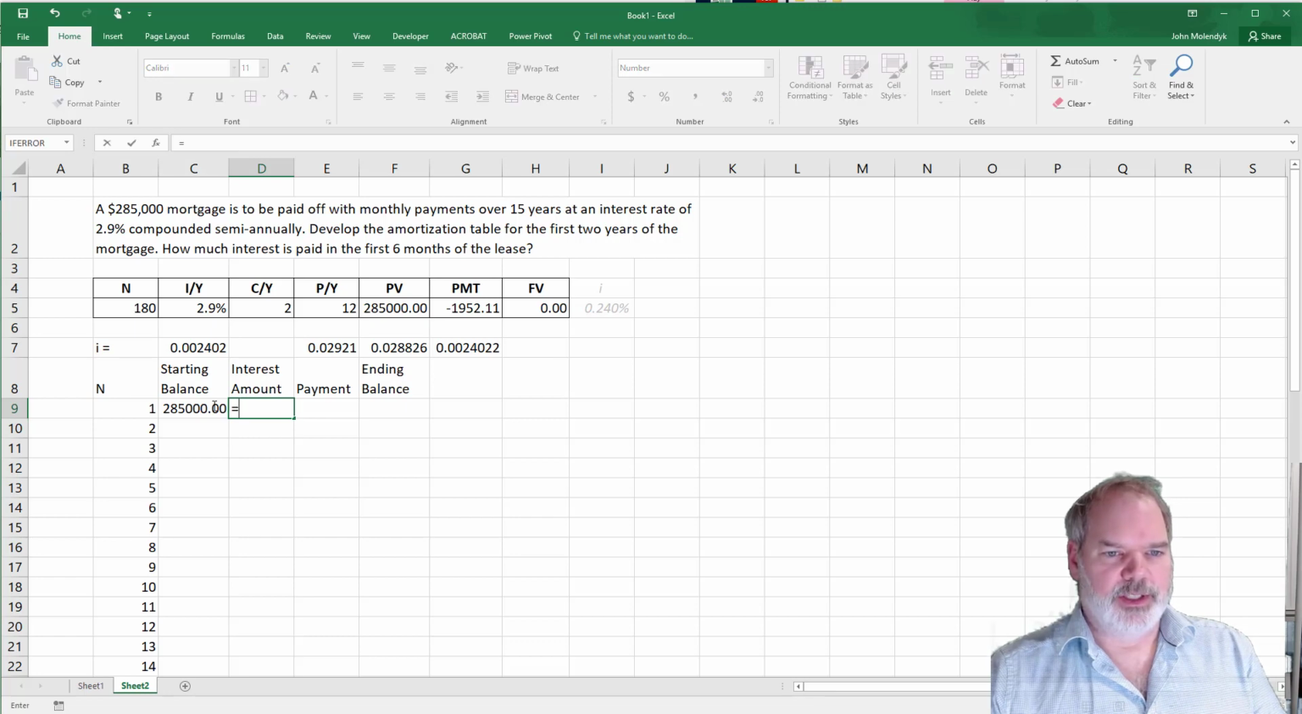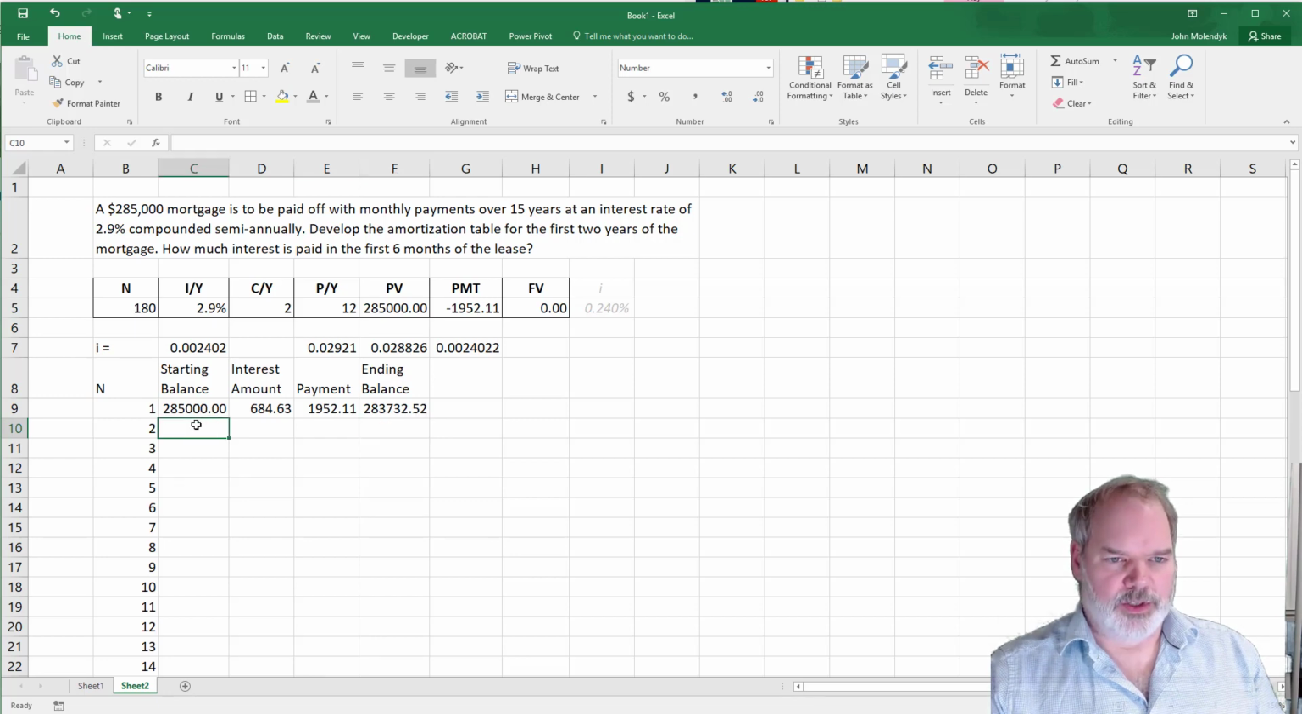Our interest amount is our starting balance times our periodic interest rate. We want that rate to be the same all the way down, so we press F4. We now have our payment. Each month we're going to pay $1,952.11. I'm going to put in the value here because the calculated one might have more decimals, so I'm just putting it with 2 decimals. And our ending balance: we owed $285,000, and this is equal to how much we owed plus the interest amount charged minus the payment.